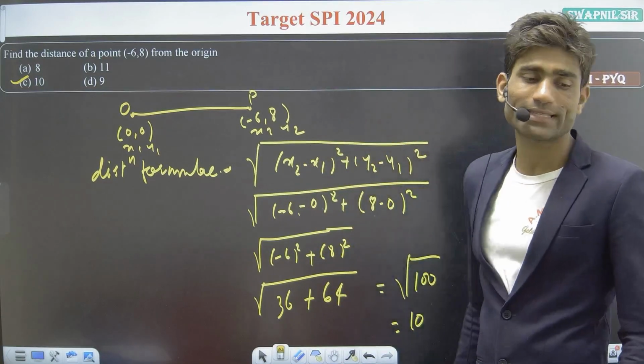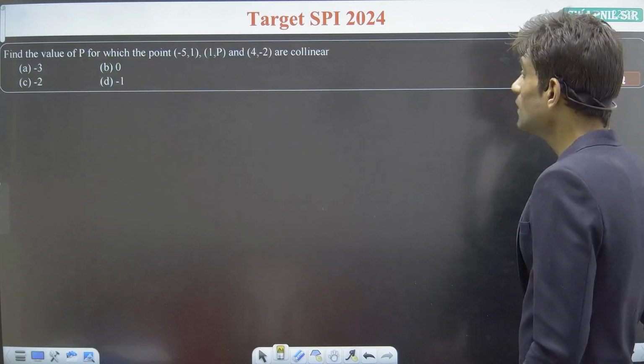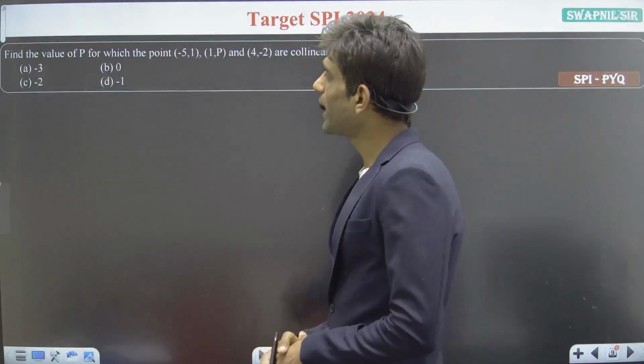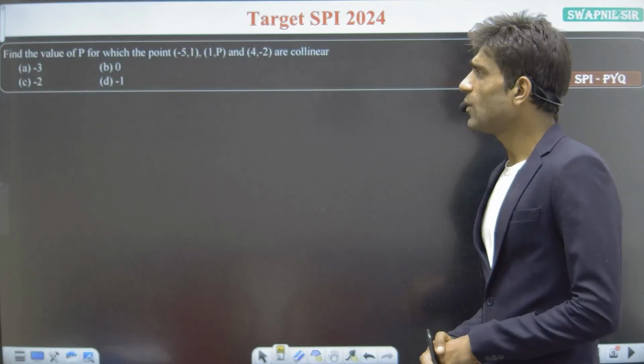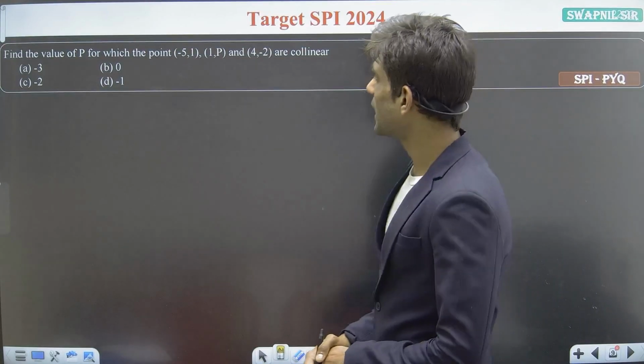Now let's move on to the next example. In our next example, we have to find the value of p for which the points -5, 1, 1, p and 4, -2 are collinear.